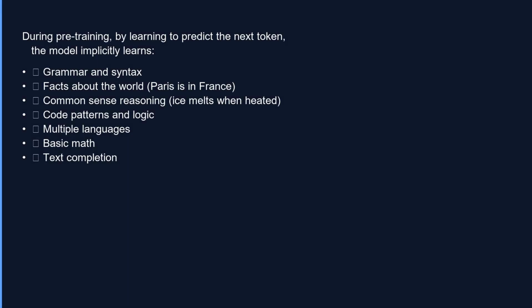During pre-training, by learning to predict the next token, the model implicitly learns grammar and syntax, facts about the world (Paris is in France), common sense reasoning (ice melts when heated), code patterns and logic, multiple languages, basic math, and text completion.